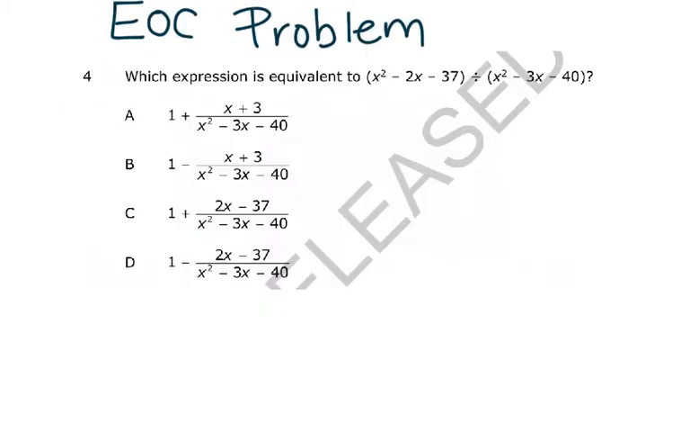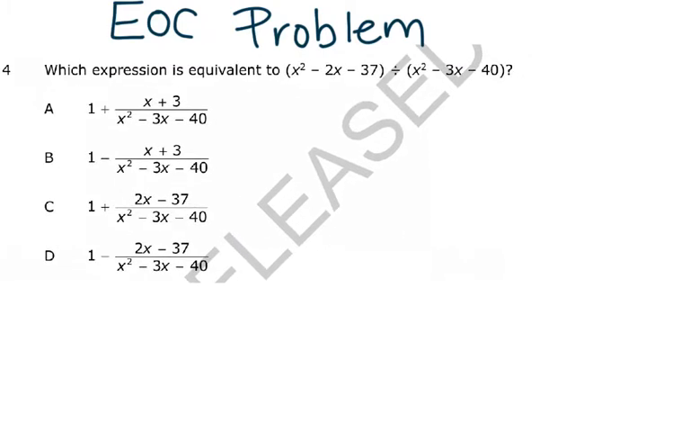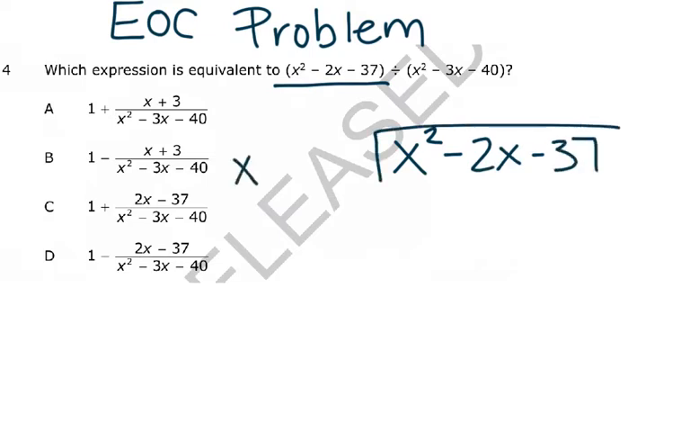Alright, let's move on a little bit. This is an EOC problem, and the first time I saw this, I was like, oh my goodness, this is so hard. But then I realized it's really not. Alright, so this is what's being divided. It goes in the division box, or the division bar, or division house, whatever you call it. The divisor goes outside.